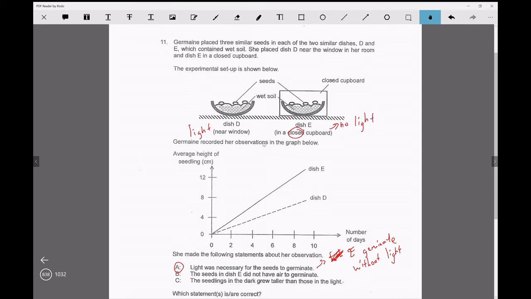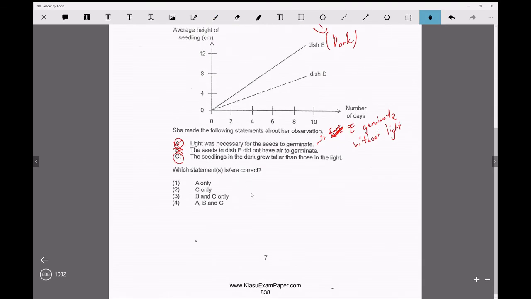The seed in E did not have air to germinate. Not true. E eventually germinated, right? So this is also out. The seedling in the dark grew taller than the one in the light. E is the one in the dark, right? Because it's in the closed cupboard. So indeed E grew taller. So C is correct only. The rest is wrong.